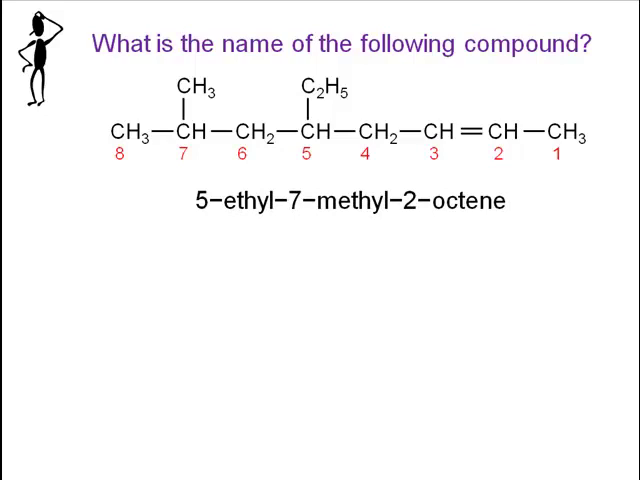So in alphabetical order, we've got 5-ethyl, 7-methyl, 2-octene, the 2 representing the double bond in the octene. Ethyl has 2 carbons; C2H5 is the ethyl group. CH3 is the methyl group. The ethyl group's off the 5th carbon, the methyl's off the 7th carbon. And it's alphabetical order, that's why the ethyl's written first.